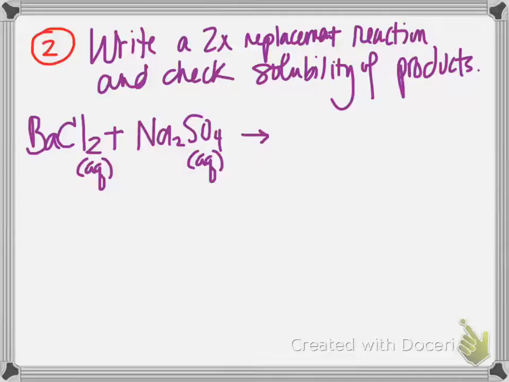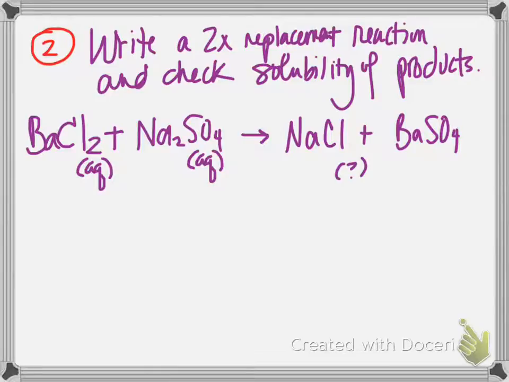Okay, so we've got our reactants. What are our potential products? Give me one of them. Barium sulfate and sodium chloride. What we don't know is the state information on these. We also, again, have to have this balanced.